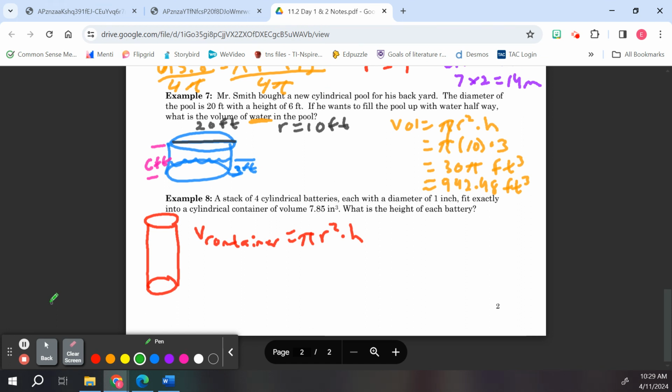So we are going to have 7.85 inches cubed equals pi times r. R is going to be half of this because they said it was a diameter, so that's 0.5 squared, times h, which we really don't know. Okay? But one thing we do know is that since this is the total volume and this is the batteries, we're going to multiply this whole thing by 4 because we have 4 batteries that are fitting into that one container. Okay?